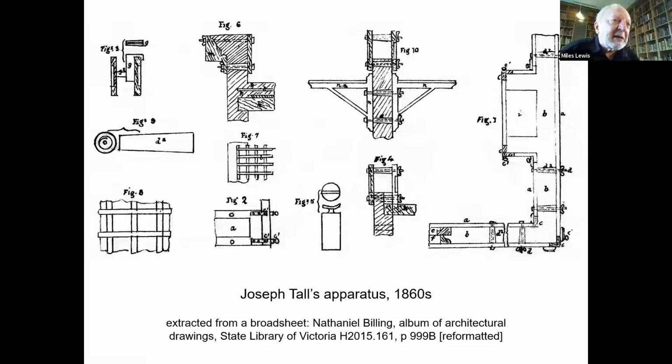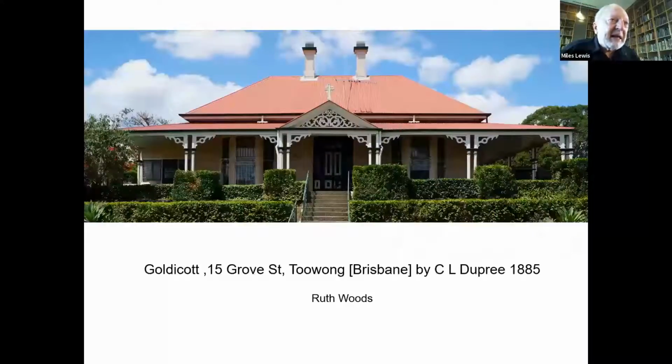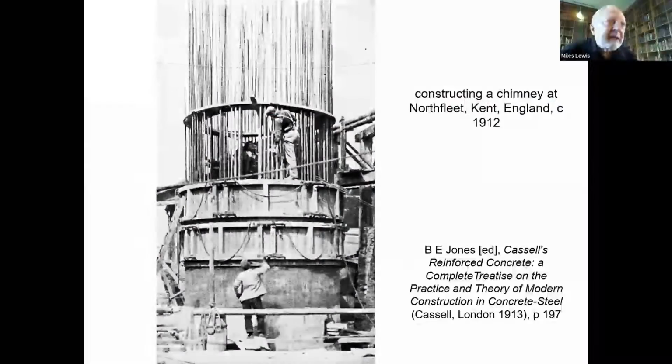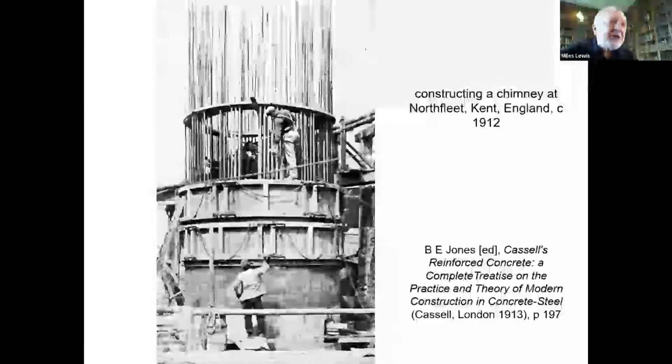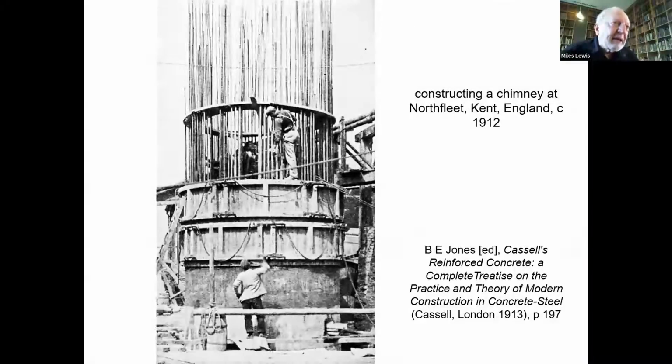And that's the basis of this patent apparatus by Joseph Tall in the 1860s. And there were various other versions of this idea. And here's an example in Australia made with a local patent by the Queensland architect C.L. Dupree, who basically adapted Tall's patent for use in Queensland. You can't see anything about it here, but that's how that house was built. And especially useful, though, for industrial chimneys and for structures like silos, which have the same simple shape going vertically for a long way. And that's your two different systems.